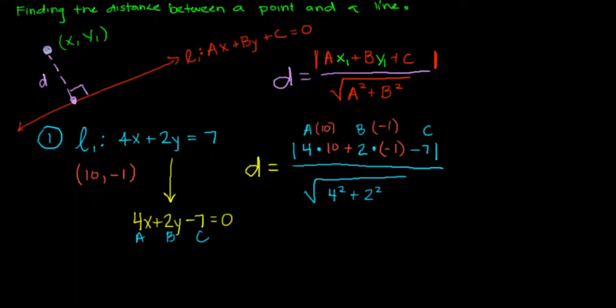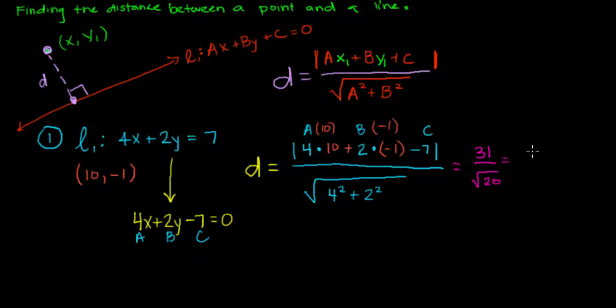All right, so now let's go ahead and simplify this thing, and this gives us 40 minus 2 minus 7, so we get 31. So we have 31 over, and then we have to simplify this. 4 squared is 16, 2 squared is 4, so we get the square root of 20. Now, if this was calculus, I'd say this is a great answer. Leave it, done. Unfortunately, we're not there yet, so I want to practice rationalizing because that is something that's going to be on the final this year.